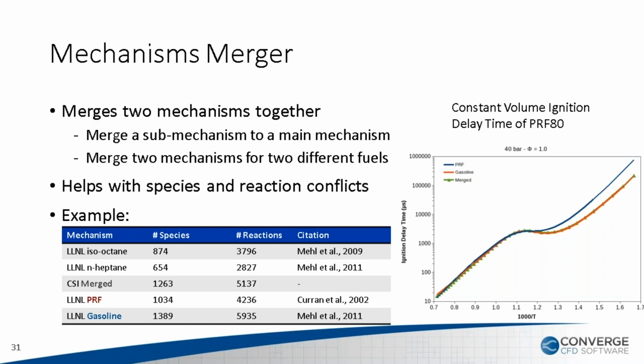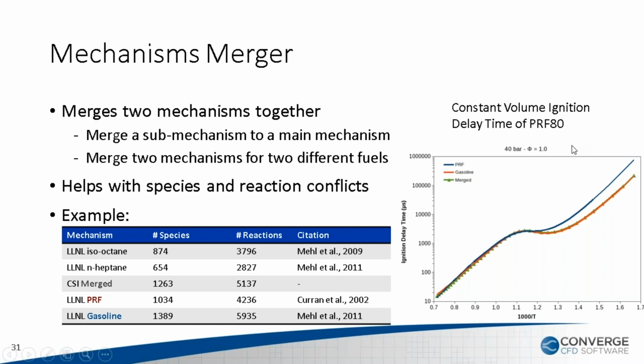So what this tool does is help with species and reaction conflicts. When you have two mechanisms, you have species that could have the same name but different thermodynamic properties, or reactions that are the same. And you want to keep all of them, or you want to just take one over the other. For example, here we have done a merging of two Lawrence Livermore mechanisms, isooctane and heptane. We call it the CSI merge. And then we have just the Lawrence Livermore PRF mechanism, the Lawrence Livermore gasoline mechanism.